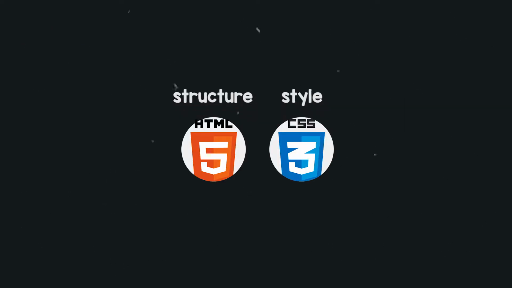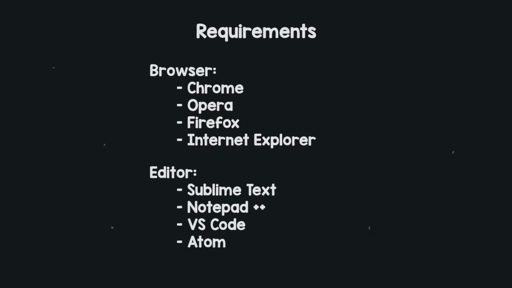So now we already know that HTML allows us to give our websites some basic structure, and CSS allows us to make the websites then look pretty. There are certain requirements that we need to fulfill in order to make use of these technologies. One of these requirements is that we're going to need a web browser, and I'm going to be using Google Chrome.